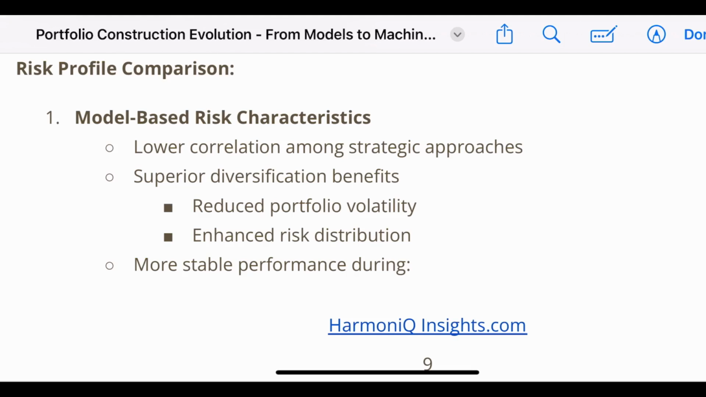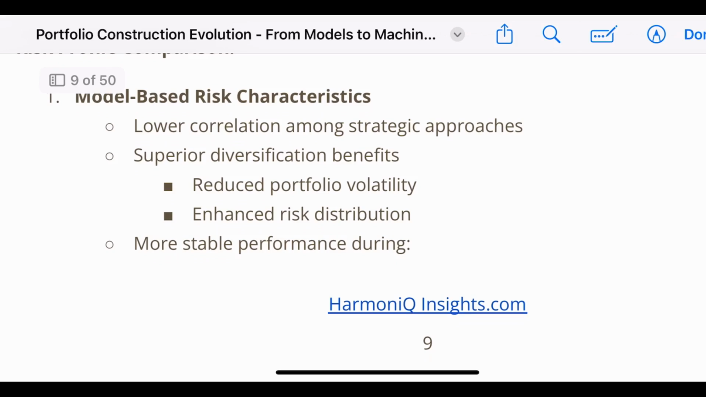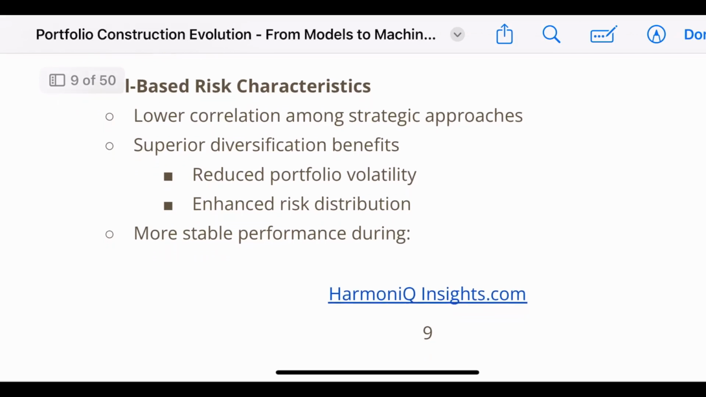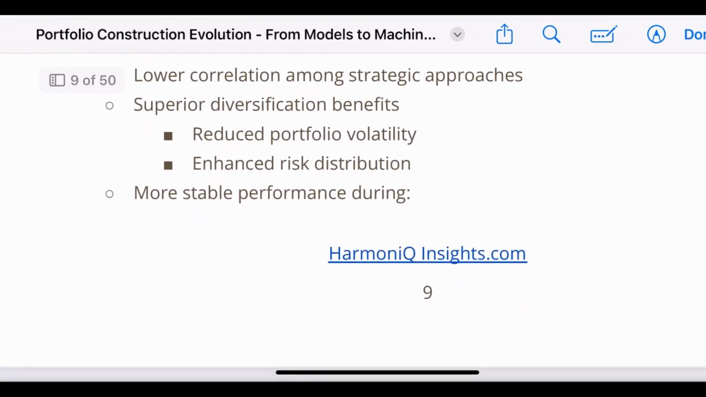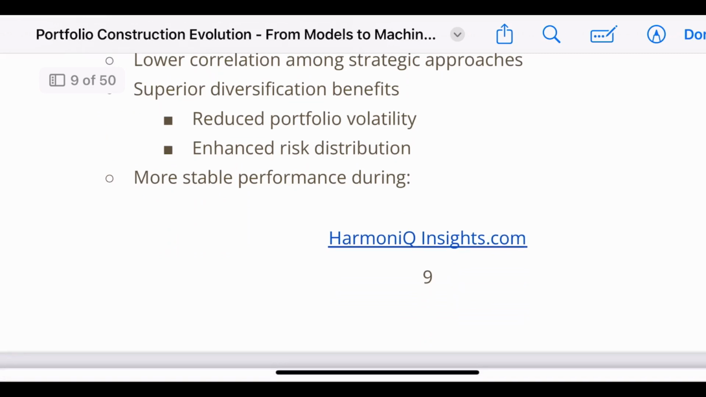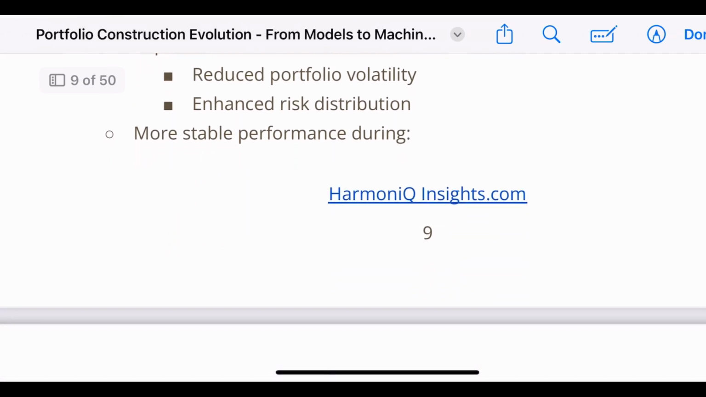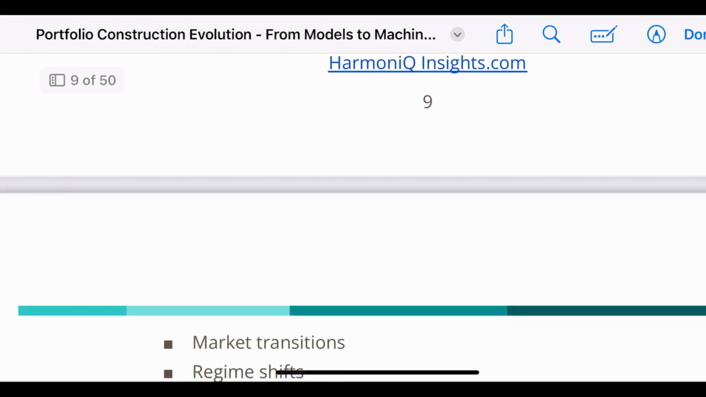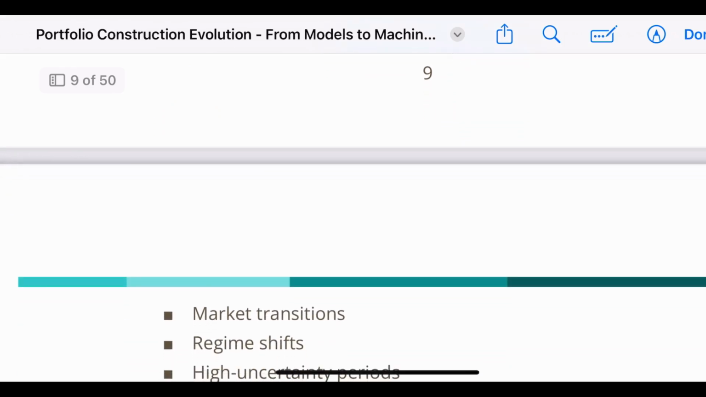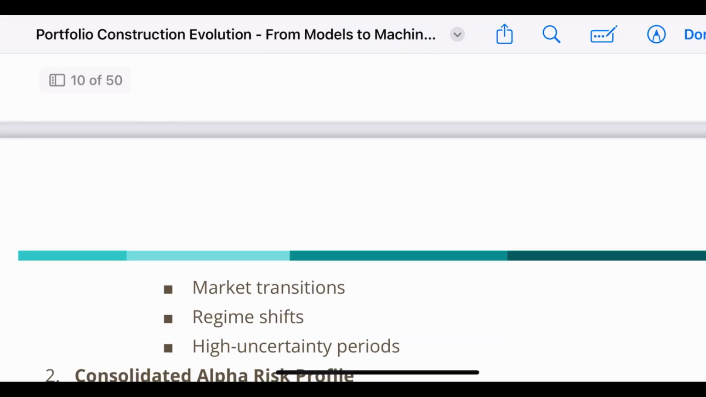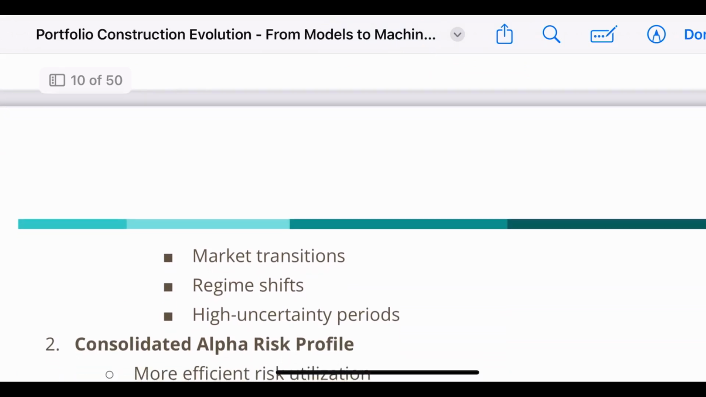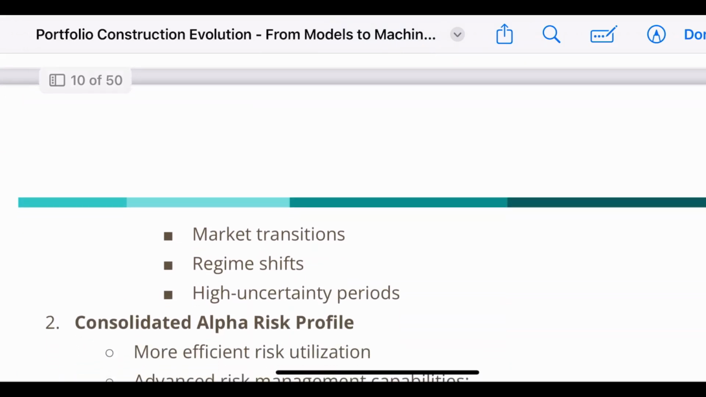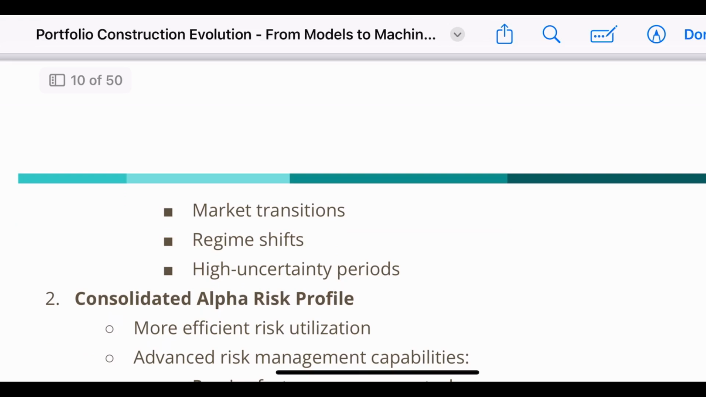Okay, so we've got these two very different approaches, each with its own set of advantages. It seems like the choice between them really boils down to your specific goals and your risk tolerance as an investor. But I'm curious, just from a pure risk perspective, how do their profiles compare? That's a really important consideration. Model-based portfolios tend to offer those superior diversification benefits. Because remember, those underlying themes are designed to be relatively uncorrelated. It creates a portfolio that's inherently more stable, especially during those market transitions or periods of high uncertainty.